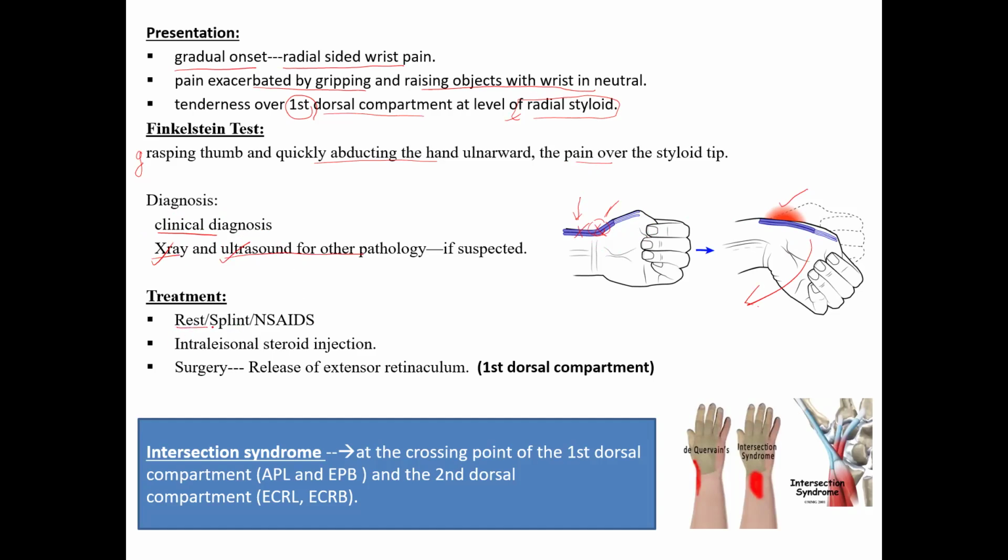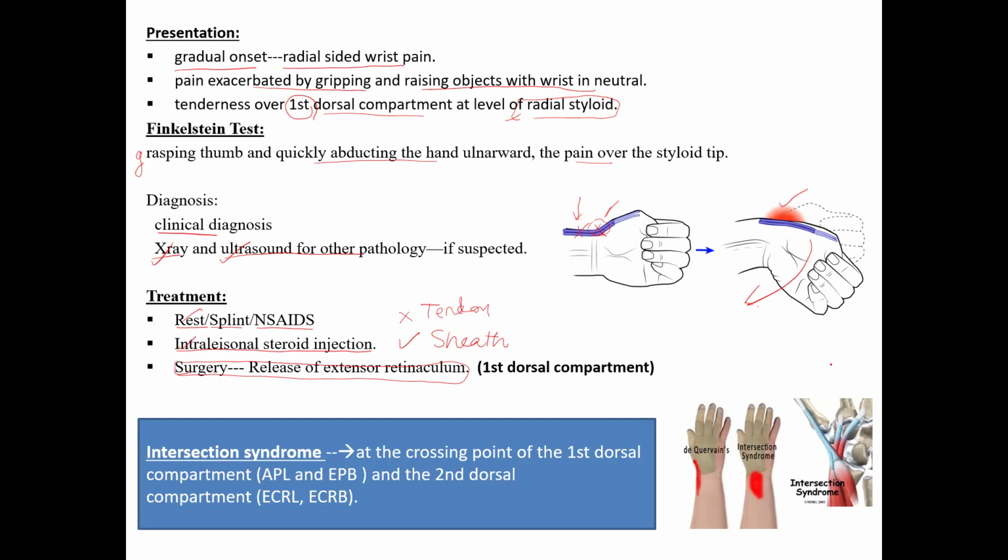Initial treatment is rest, splint, and NSAIDs. If the patient is not responding to this, you need to give an intralesional steroid. Again, you need to be very careful that you should not inject inside the tendon. You need to give it in the sheath. Under the sheath, there is some space between the tendon and the sheath. We need to instill in that sheath. If the patient is still not responding, then we go for surgical release of the extensor retinaculum. This is the definitive treatment.